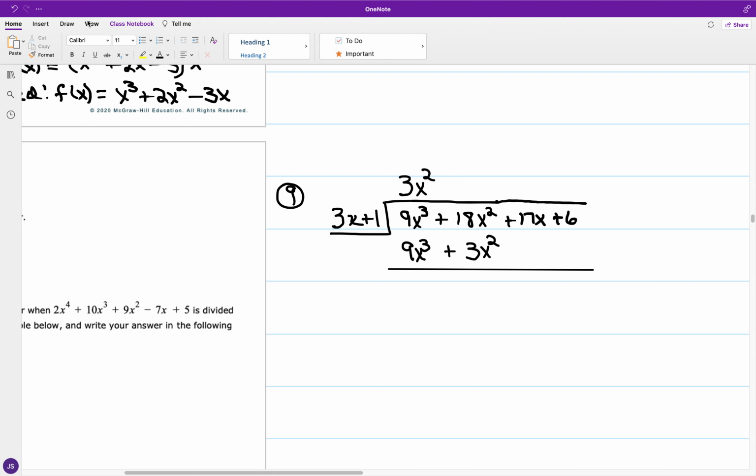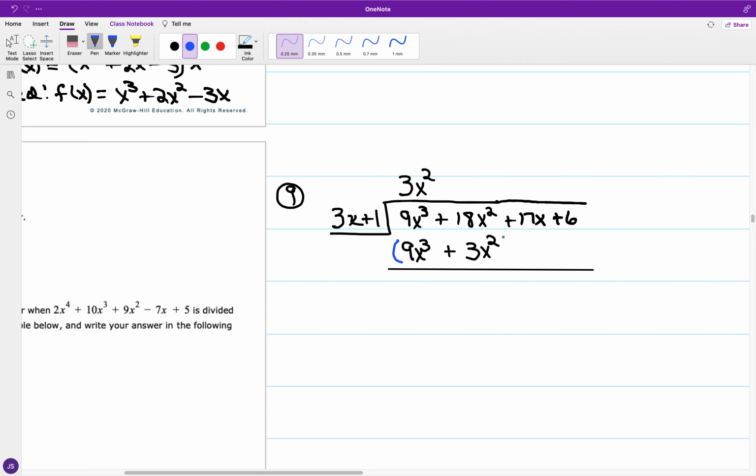And again, with long division, we're looking at row by row subtraction. At each stage, the object is to get the leading term from the dividend and anything that spins off from it to go out. So we will have 9x cubed go out upon subtracting. Now in second degree, we have 18x squared minus 3x squared, so we'll have 15x squared, and bringing down the 17x and the 6.